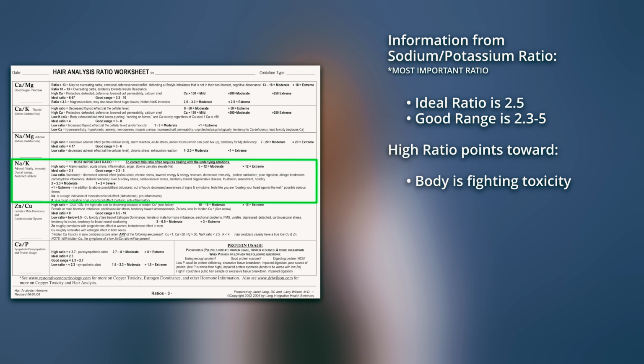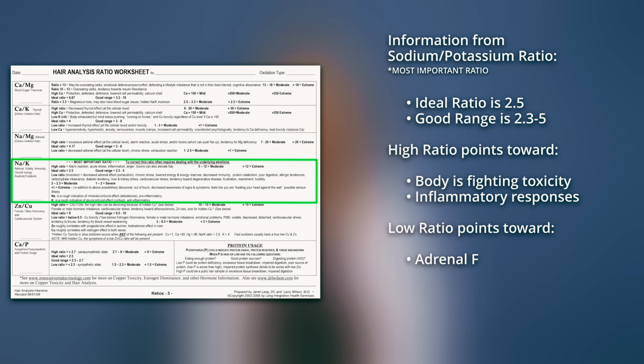But also a high ratio with this sodium to potassium points to inflammatory responses in the body, and the body reacting to stress. So anti-inflammatories from LDN to turmeric might be used, fish oil. If we have a low ratio, that is pointing to adrenal fatigue, but also because this ratio has to do with the way energy is being used in the tissues, it also points to things like decreased immunity, difficulty with digestion, allergies, liver and kidney stress.